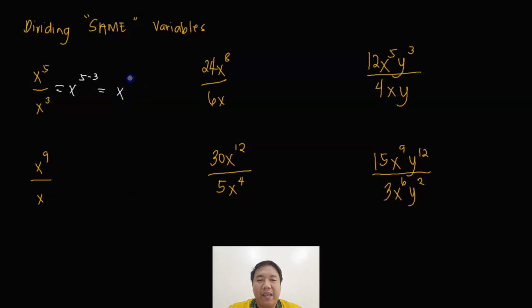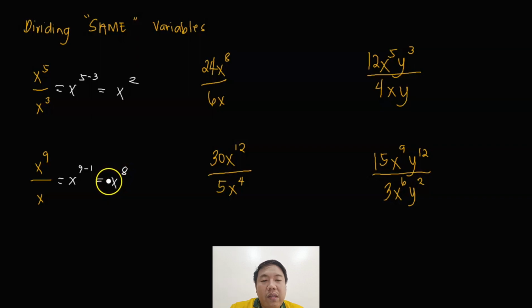Very good. Okay? And then how about if I have x raised to 9 over x? Eh sir, wala naman pong exponent si x. Meron po yan. There is an invisible exponent and that is 1. Alright, so that is x raised to 9 minus 1. And that will give us an answer of x raised to 8. Ayan. O, diba? Basic na sa inyo yan. That is as long as we are dividing the same variables.